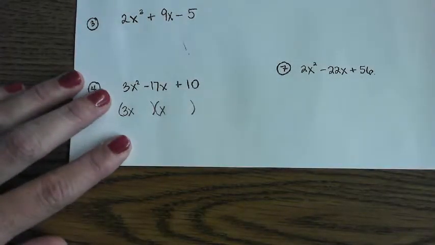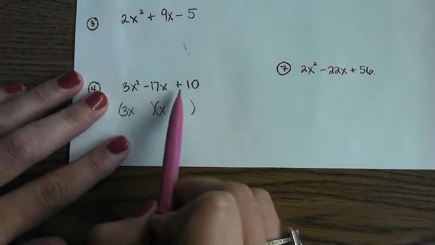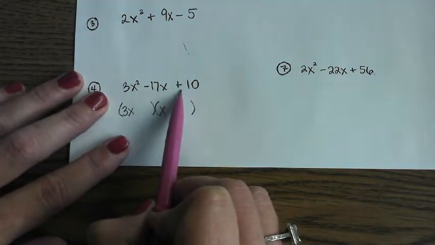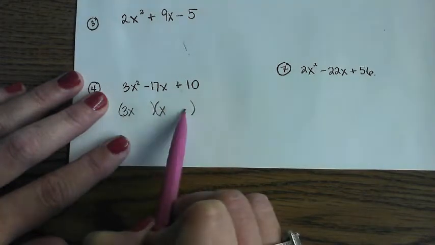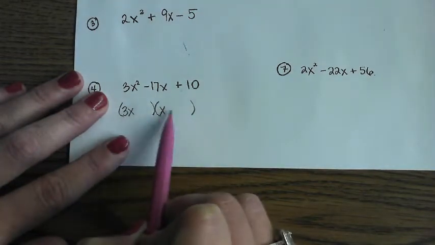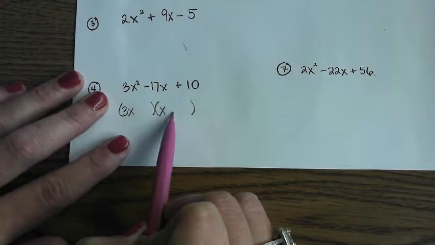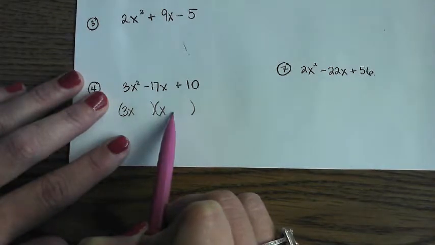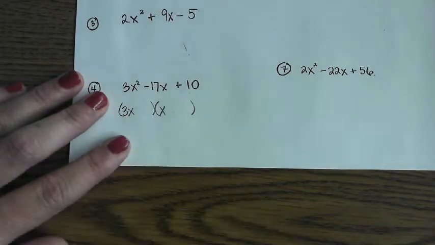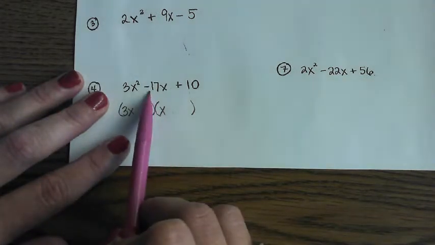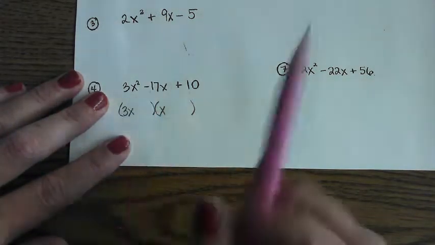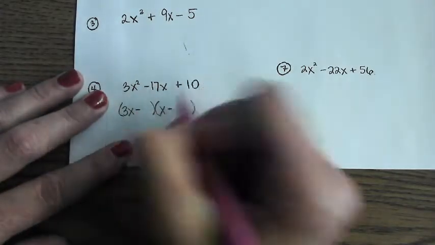Okay? Now, I chose to jump to number 4 because it's a positive 10. So because two numbers have to multiply to get positive 10, it either needs to be a plus plus or a minus minus. It has to be the same sign in order to multiply to positive 10. So we look to our middle term to see what that sign is going to be. And since the middle term is negative, I now know it's minus minus.